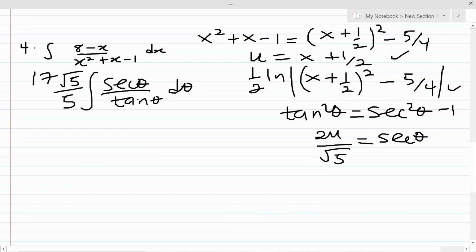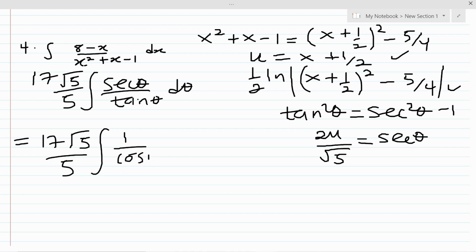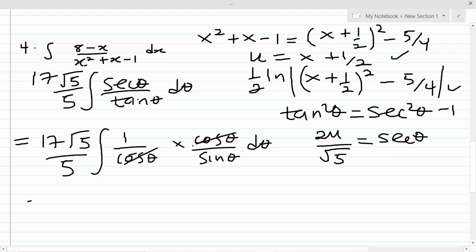Now you know that sec theta is the same as 1 over cos theta, right? And 1 over tan theta is what? Cot theta, which is cos theta over sin theta. Okay, so this whole thing will give me 17 root 5 on 5 integral of 1 over cos theta, and 1 over tan theta is cot, which is cos theta over sin theta, d theta. Okay, so now this will take this out, and we'll get 17 square root of 5 over 5 integral of 1 over sin theta.